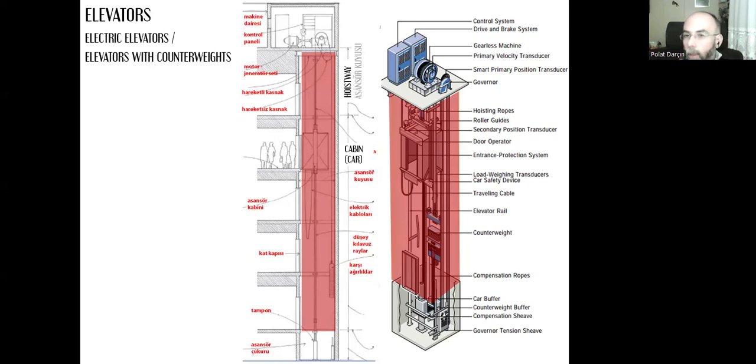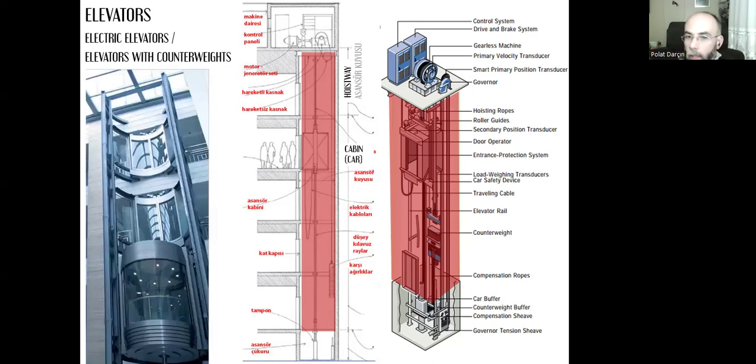In Turkish, we call it asansör kuyusu. It's very similar to the stairwell. In Turkish, that was called merdiven kovası. Here we call it asansör kuyusu. Kuyu means well in Turkish. So it's the hoistway. It looks like this.